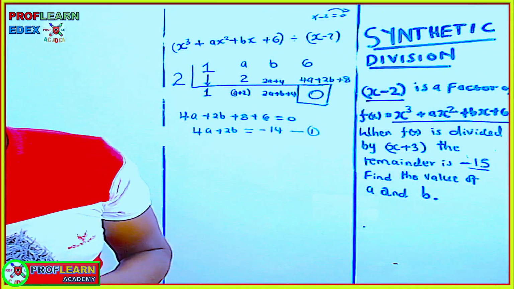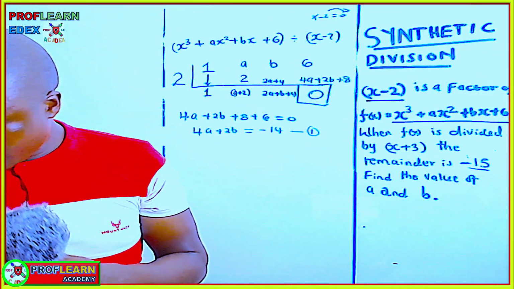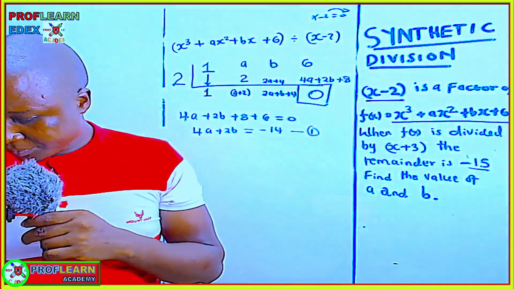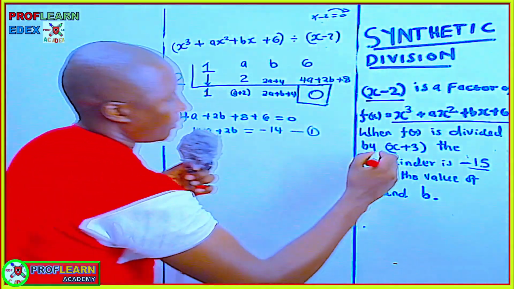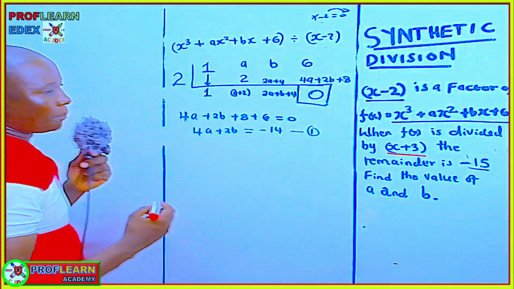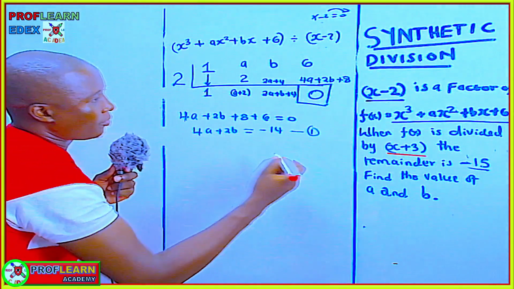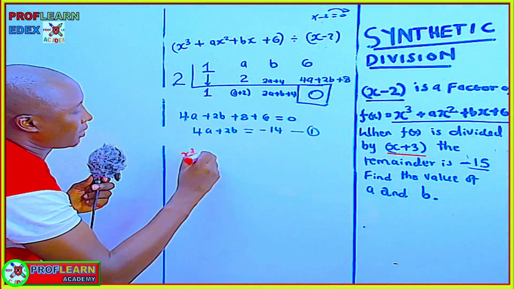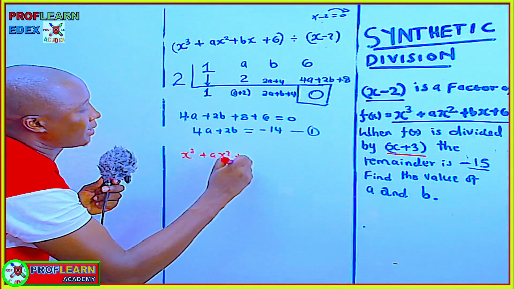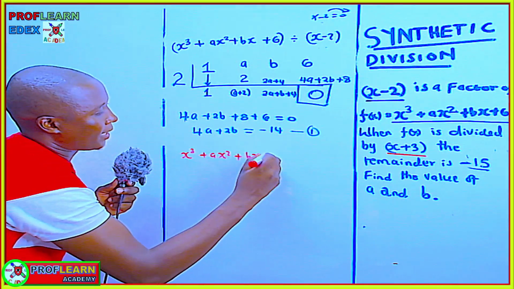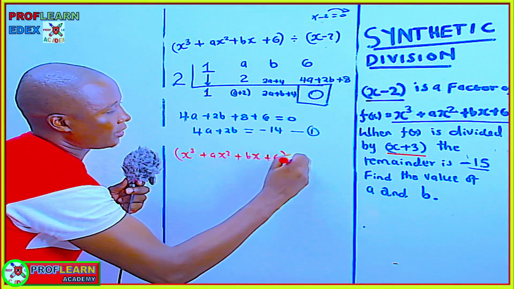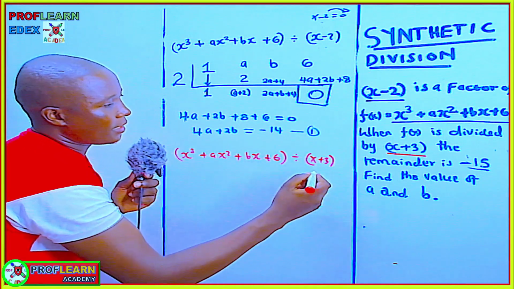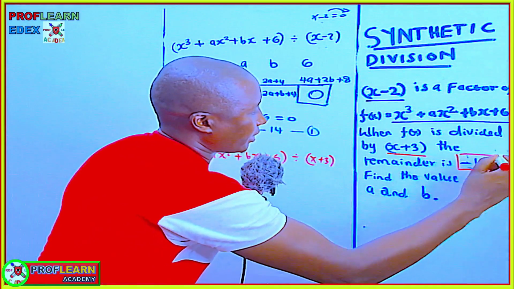The second equation is going to arise from where? Our second equation is going to arise from the second information provided. And we are going to say as well that if our expression x cubed plus ax squared plus bx plus 6 is divided by x plus 3, then the remainder is going to be negative 15.